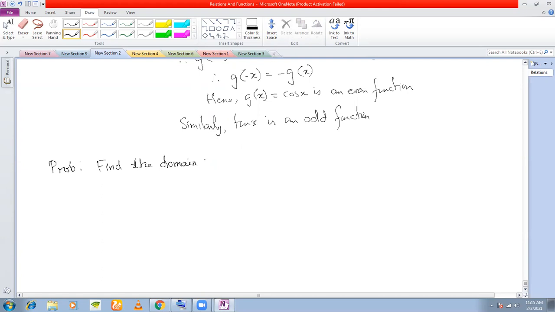Find the domain of a function. Find the domain of the following functions. I give you 3 or 4 functions here, and we'll work out how to find the domain.